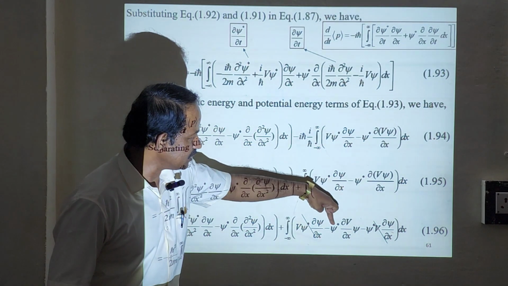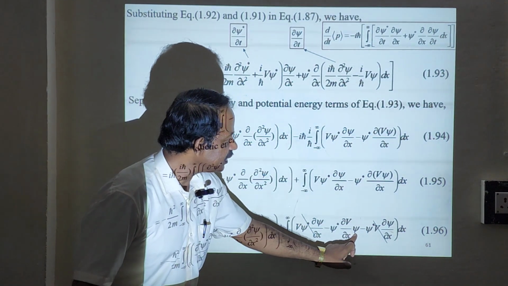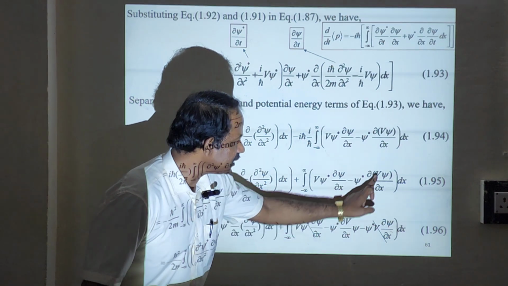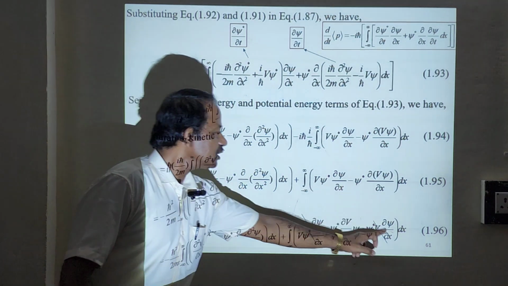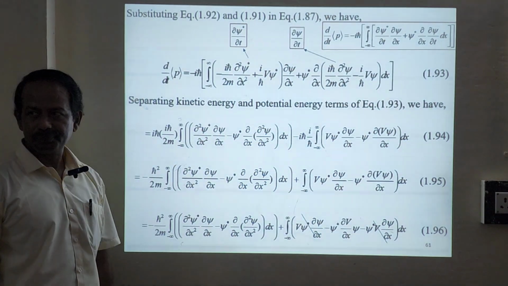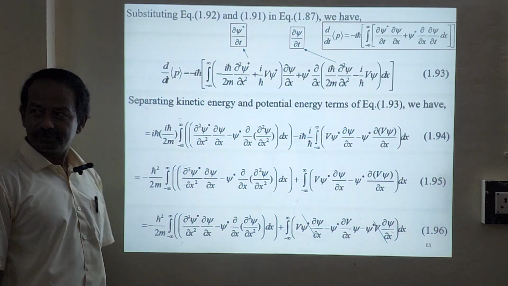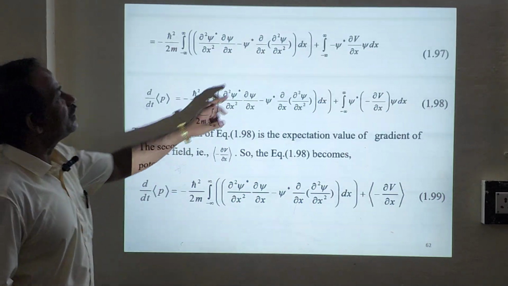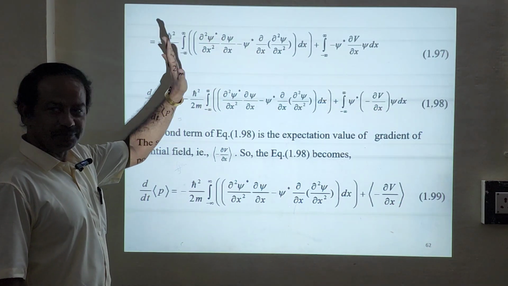Psi star dV by dx psi. Okay, minus sign is there. Minus psi star, keep V as constant, differentiate d psi by dx. The first term and the last term will get cancelled. So you have only this term alone. Okay, so we will get only this term alone. The kinetic energy term, let it be like this.